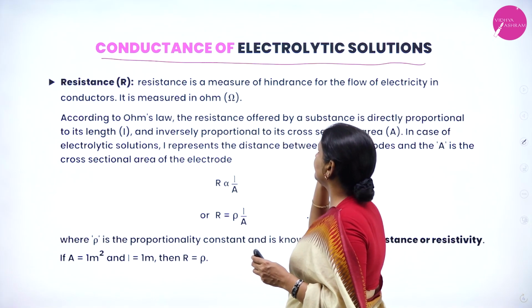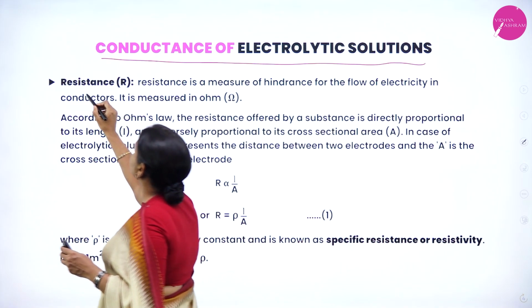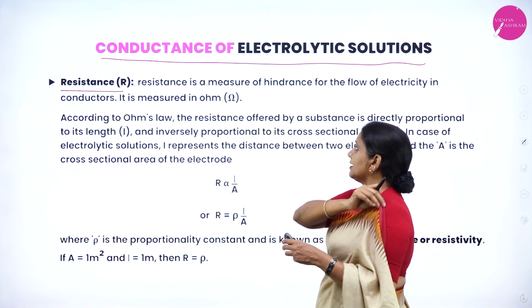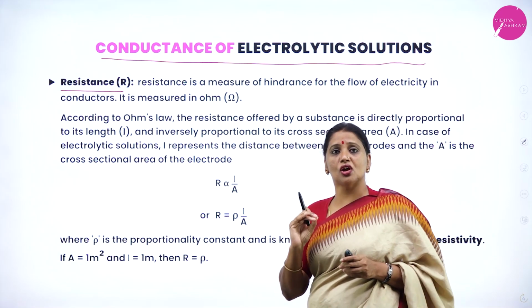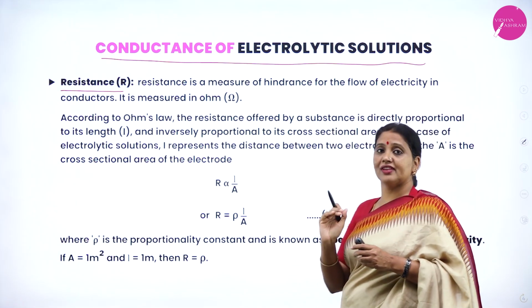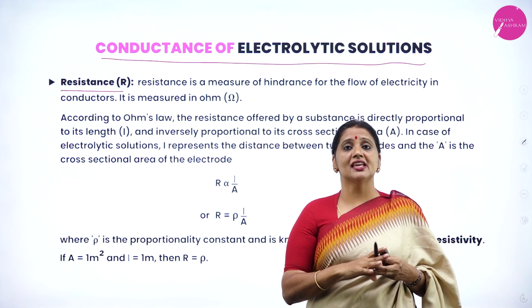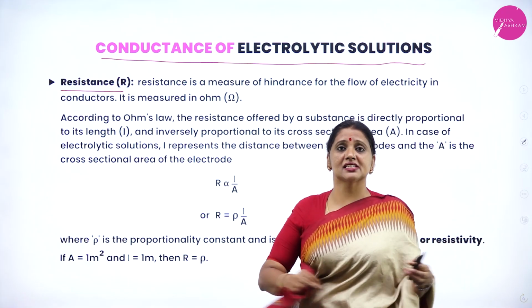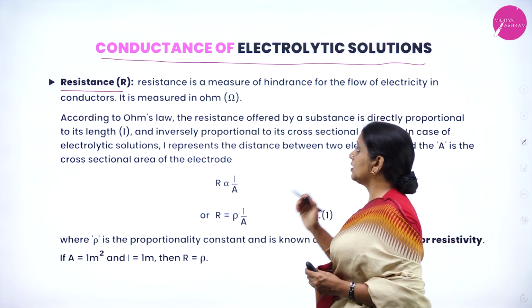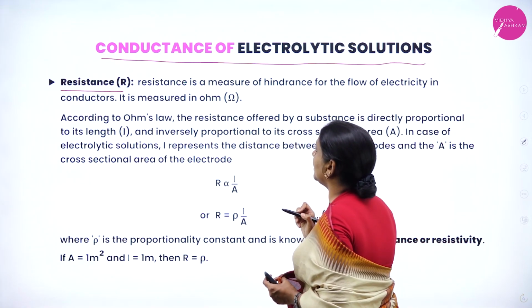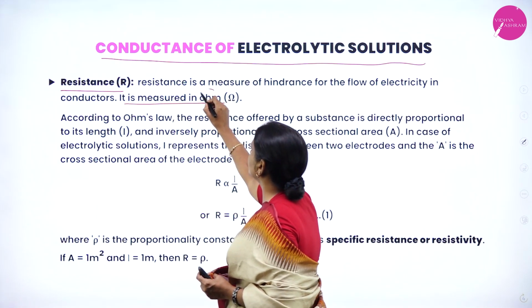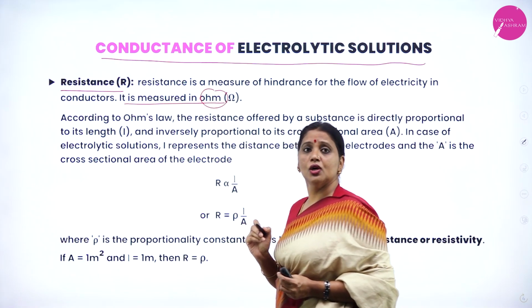Under conductance of electrolytic solution, the first topic is resistance. Resistance is denoted by capital R. Resistance is a measure of hindrance for the flow of electricity. For the flow of electricity, some hindrance is shown by the electrolyte. That hindrance is known as resistance. Resistance is measured in ohm.